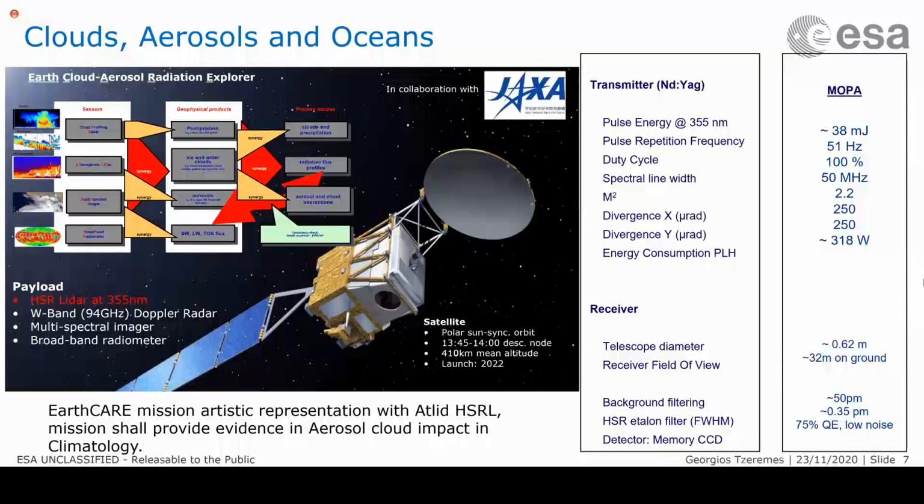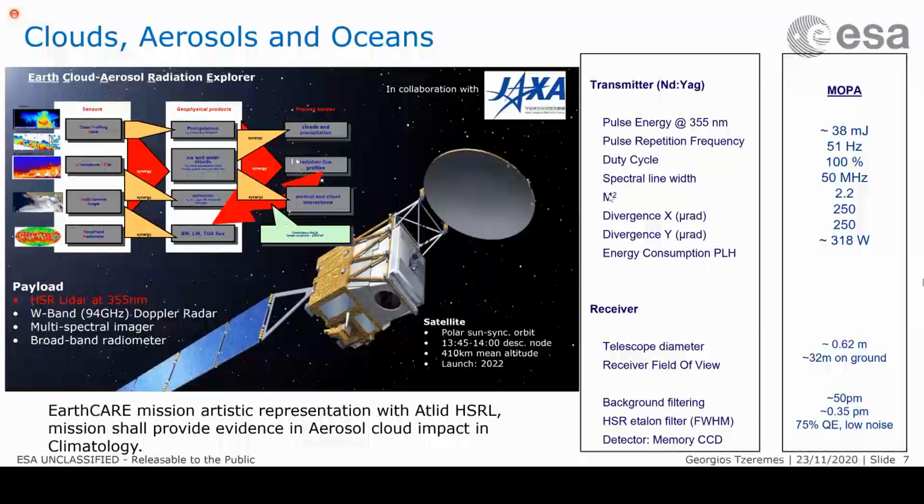Actually, it's not a single instrument mission. This is very critical because you cannot do everything only with one LIDAR. We combine 4 different instruments, 2 active, 2 passive. So we have the HSRL LIDAR, which is ATLID at 355 nanometers, and then we have a W-band Doppler radar and 2 passive instruments, an MSI, multispectral imager, and the broadband radiometer. And it is actually the synergy of those 4 instruments which is giving you in the end the needed information on the cloud, the precipitation, radiative flux profiles, and aerosols and cloud interactions.